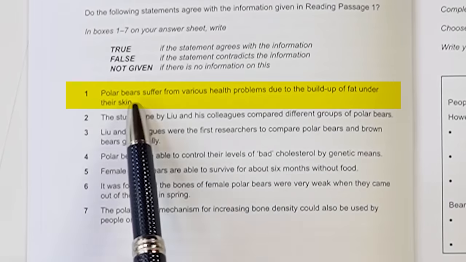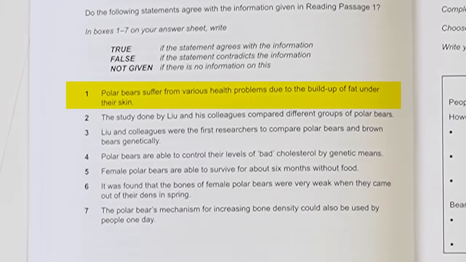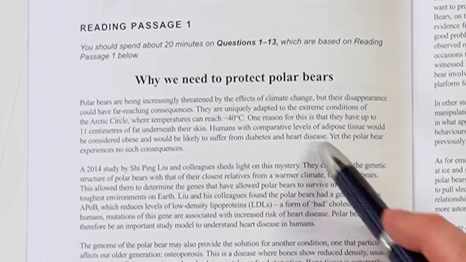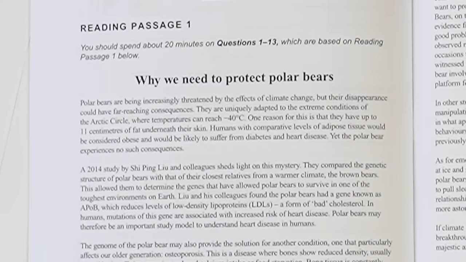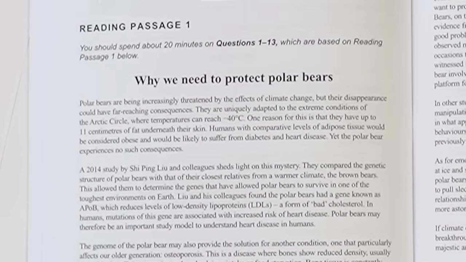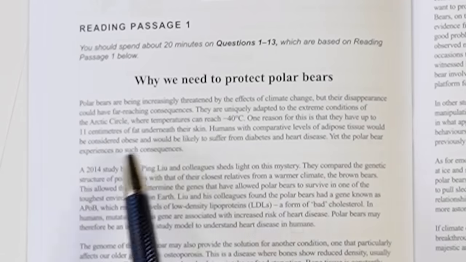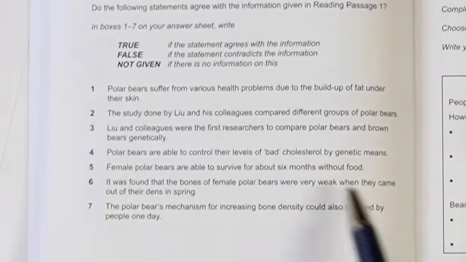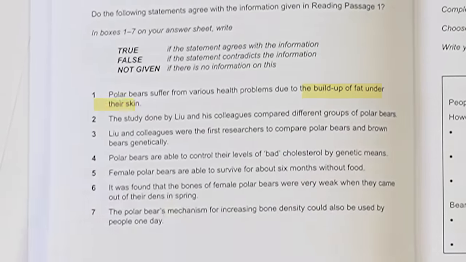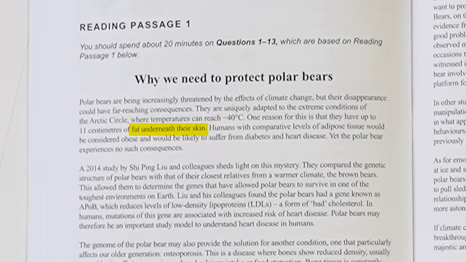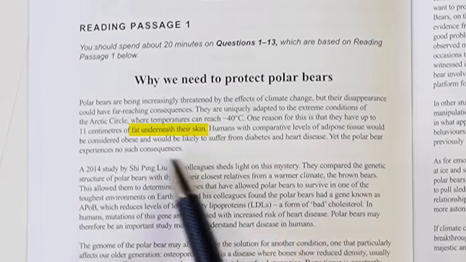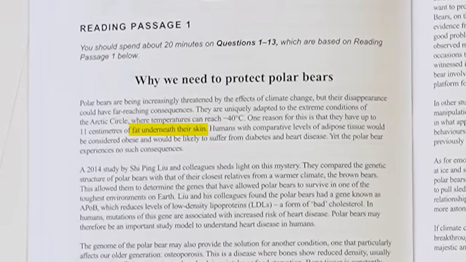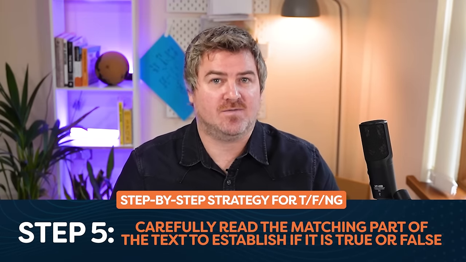So if we have a look here at question number one, polar bears suffer from various health problems due to the buildup of fat underneath their skin. So if we have a look at the first paragraph here, what we're going to do is scan for those words or synonyms of those words. So if we have a quick scan here, fat underneath their skin. If we have a look here, buildup of fat under their skin. So it's slightly different, but pretty much the same. So what we know now is the answer to this question is probably in this paragraph. So now we know the location of the correct answer.